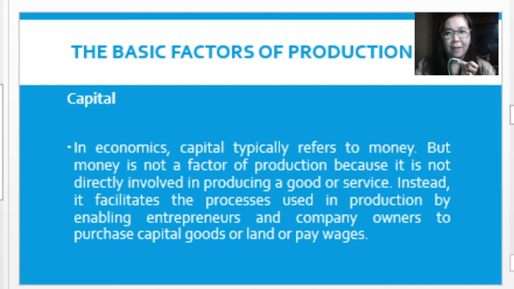Okay, so the next factor is capital. So basically in economics, when we say capital, we always mean it as money. However, money is not considered as factor of production. The reason is that money is not directly involved in producing a good or service. However, this was included because without capital, we cannot purchase the land, other assets that may be used for production, and we cannot pay for the labor. So that's why capital is needed to help us mobilize the production process.